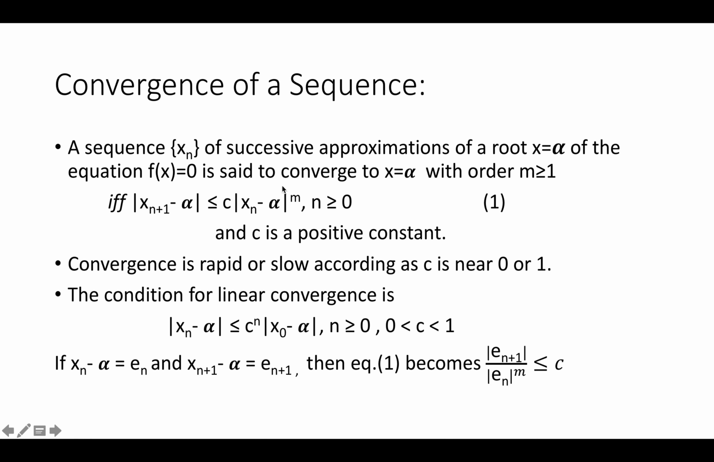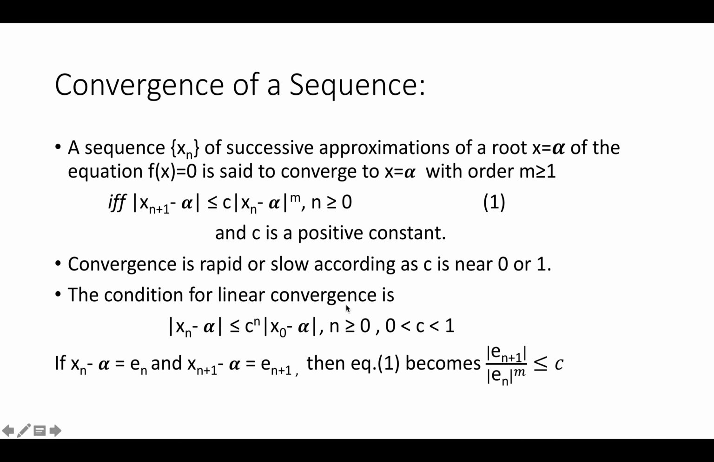The symbols have their usual meaning, we have already explained. This c is a positive constant, and particularly if m is equal to 1 and c lies between 0 and 1, then the convergence is said to be of first order or linear. In this case, the constant c is called the rate of linear convergence. So convergence is rapid or slow according as c is near 0 or c is close to 1.